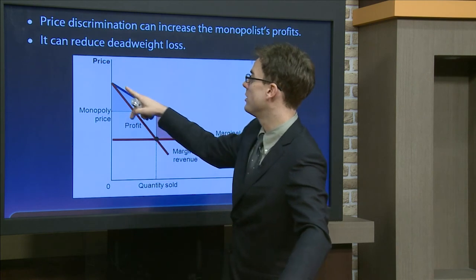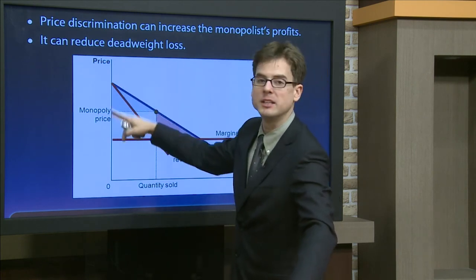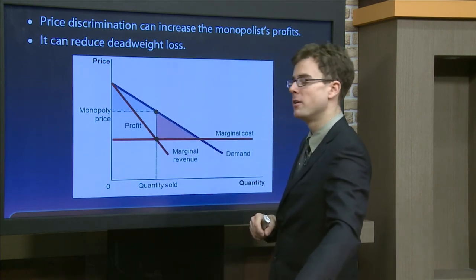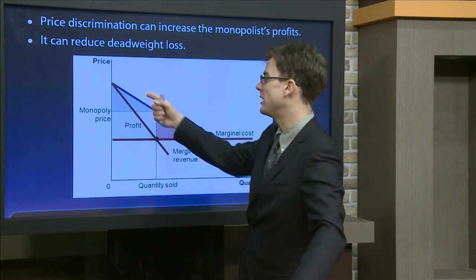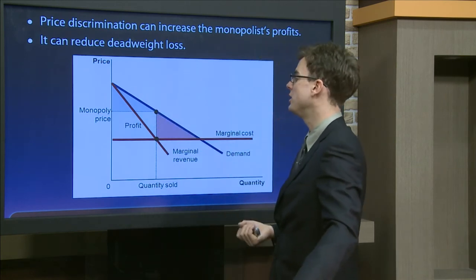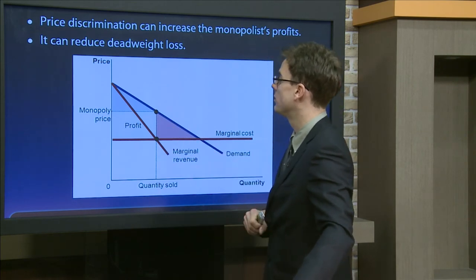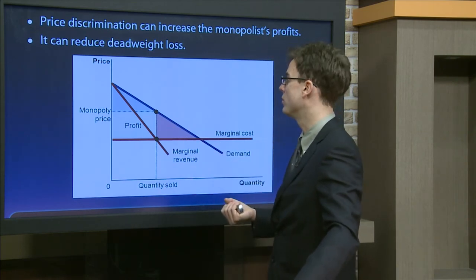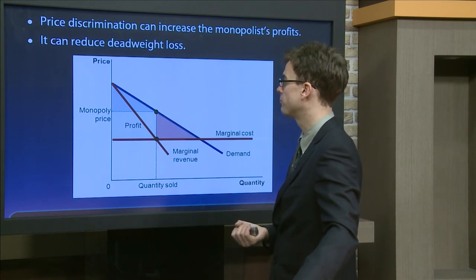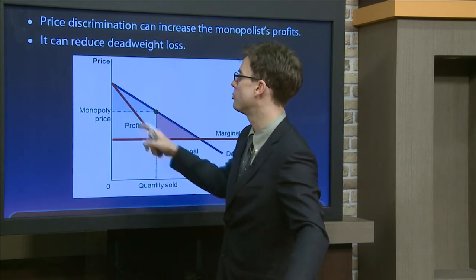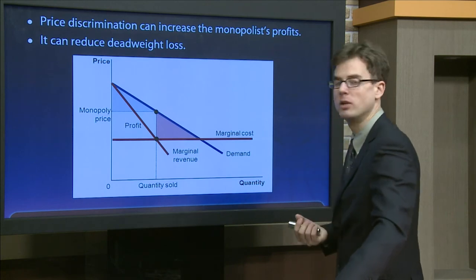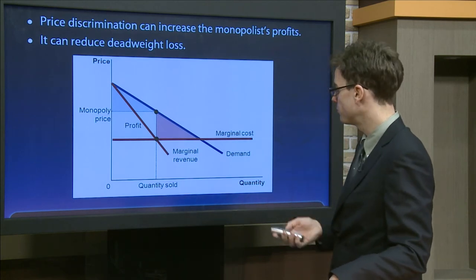All of this area will be given to the monopolist as his profit, because the monopolist will charge prices equal to the willingness to pay of each consumer. And so you may think that the deadweight loss will disappear. There will not be any inefficiency anymore. And all of the consumer surplus will be converted to producer surplus.